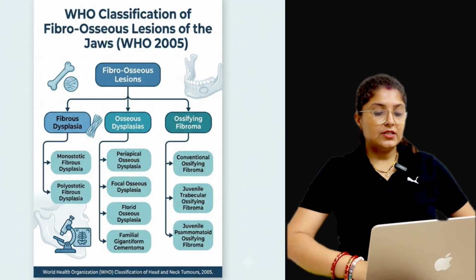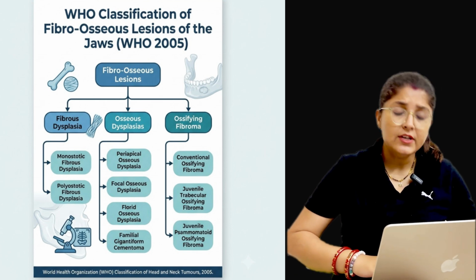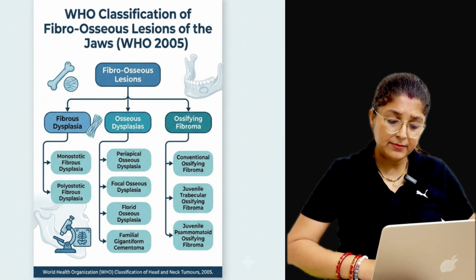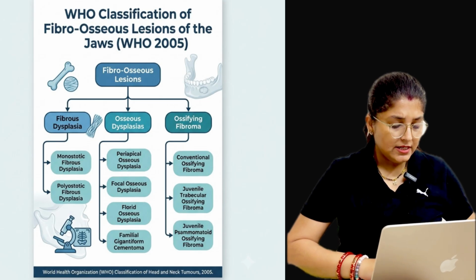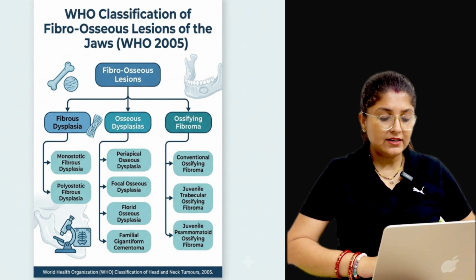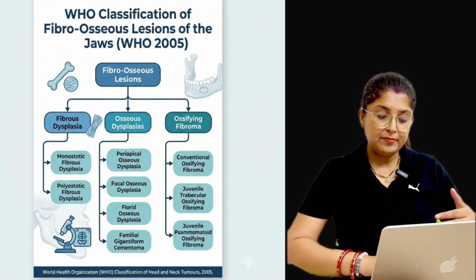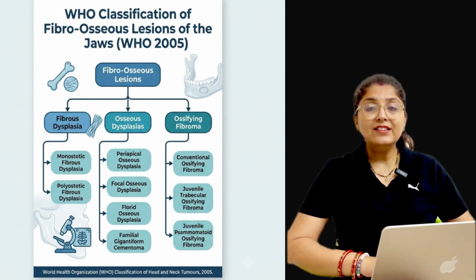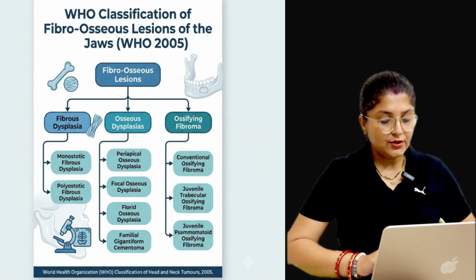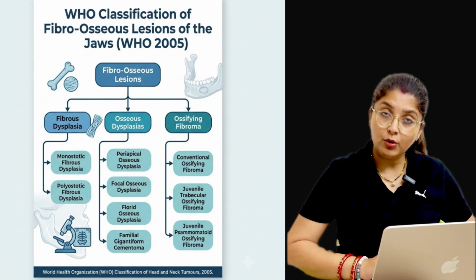Fine. Now let us talk about the WHO classification of fibro-osseous lesions of the jaw, which was given in 2005. So firstly we have ossifying fibroma. You can see it on the screen, right? Then we have fibrous dysplasia. Then we have osseous dysplasia, in which we have periapical osseous dysplasia, then focal, and then florid variety of osseous dysplasia. Then we have familial gigantiform cementoma, right?